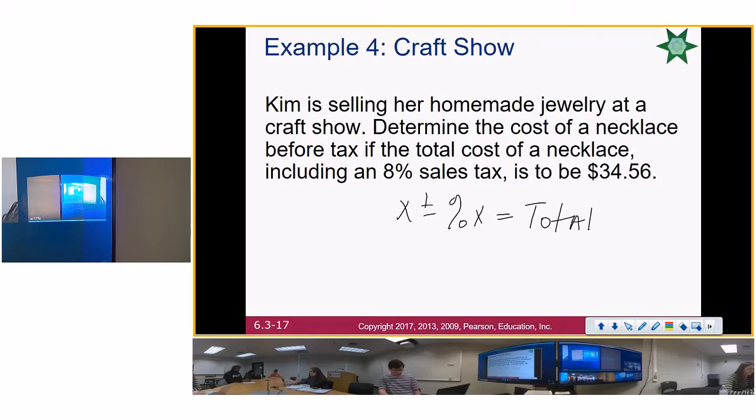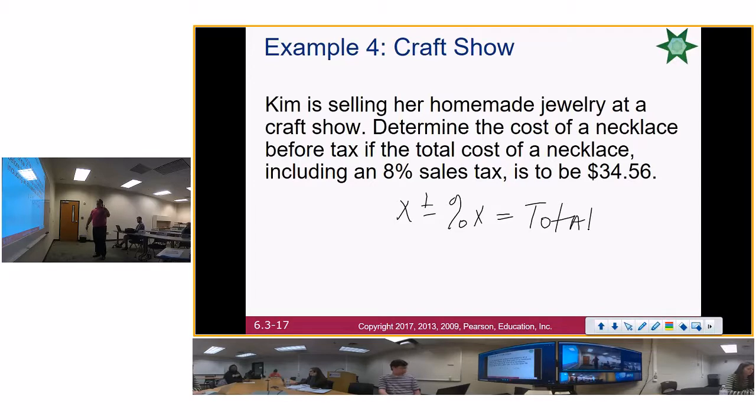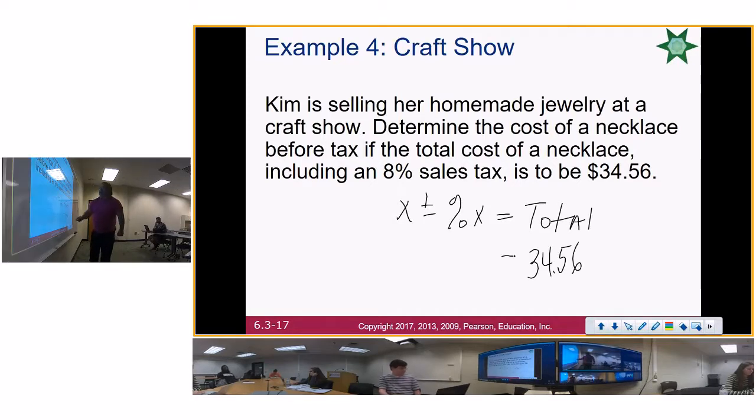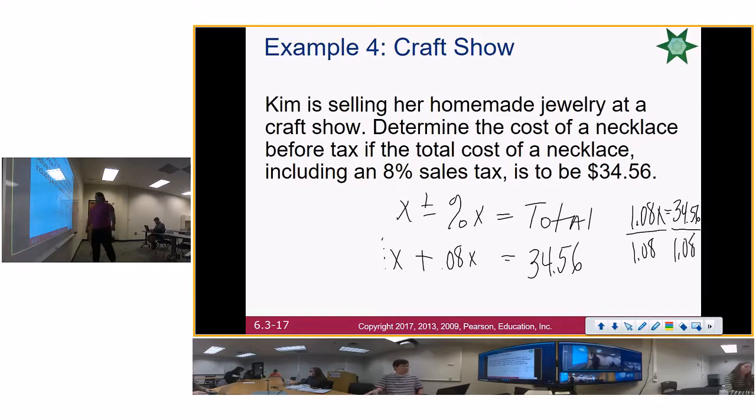Okay, so Kim is selling her homemade jewelry at a craft show. Determine the cost of a necklace before tax if the total is $34.56. What kind of tax? 0.08x. And what are taxes and tips? What are they always, added or subtracted? Added. So 1.08x is equal to 34.56, and somebody divide by 1.08. What do you get?